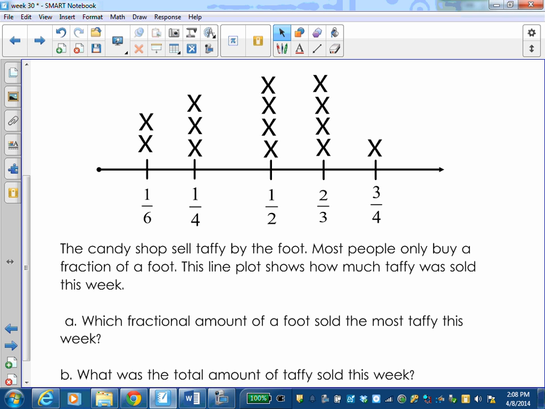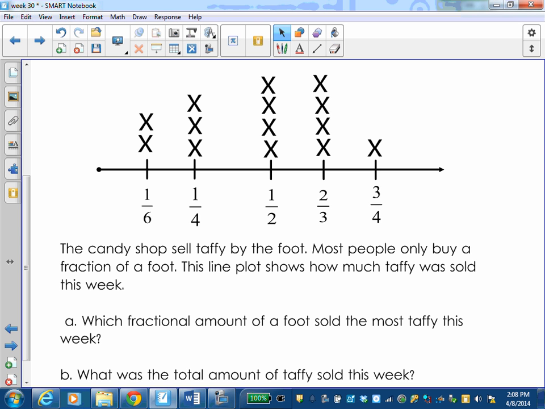We've got a line going across. We have 1, 2, 3, 4, 5 different fractions: 1/6, 1/4, 1/2, 2/3, and 3/4 that are listed across the bottom. And then above each fraction is a mark that shows us that's where that fraction goes along our number line. And then we have X's above each one.